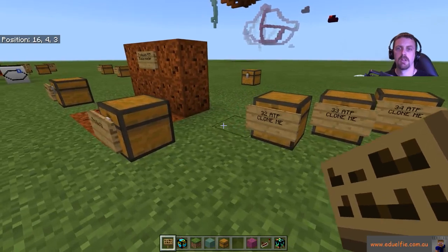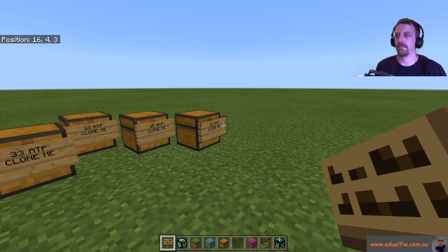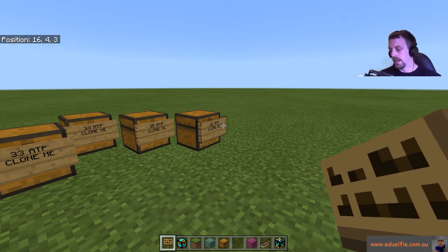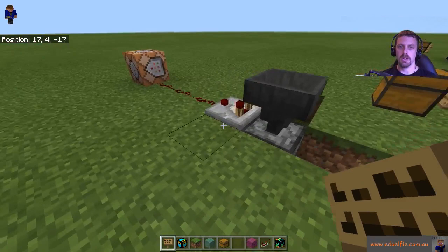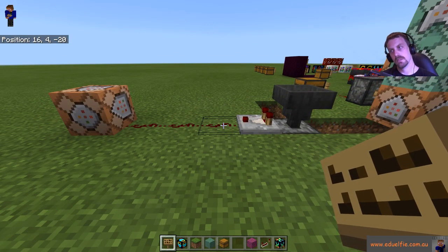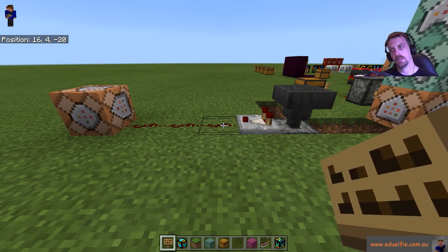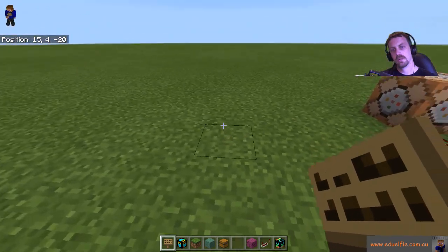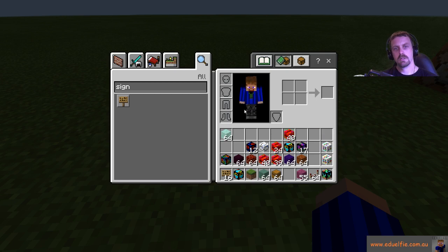Right? So that way we can randomize which chest gets cloned. So they can get between 32 and 34, and we can do that the same way we did this. How did I do this last time? I have redstone.